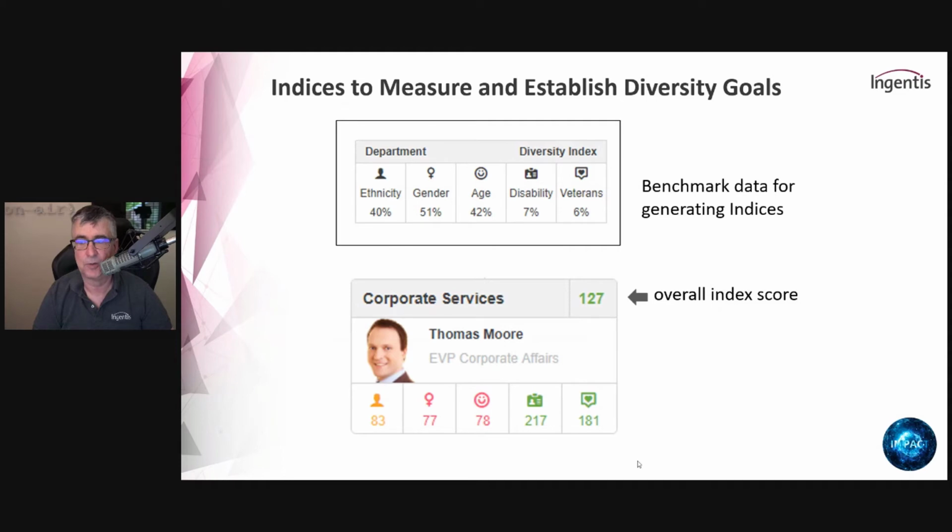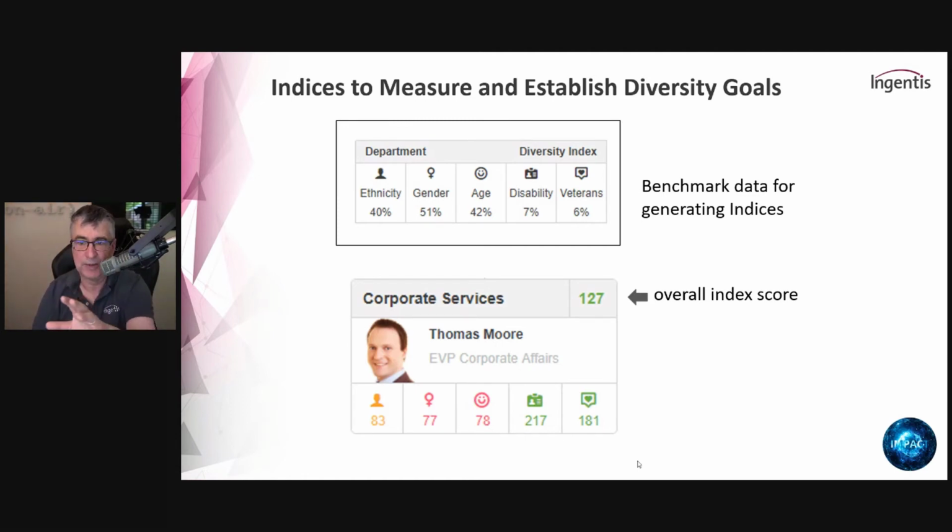So here's an example. We're using benchmark data, which is the upper box. So for persons of color, ethnicity, we're going with the U.S. average of 40%. And then you can see across the board for gender, age, disability, veteran status, persons with special disabilities, we go through and we give you what those nationwide numbers are. So those could be our goals for most of our departments.